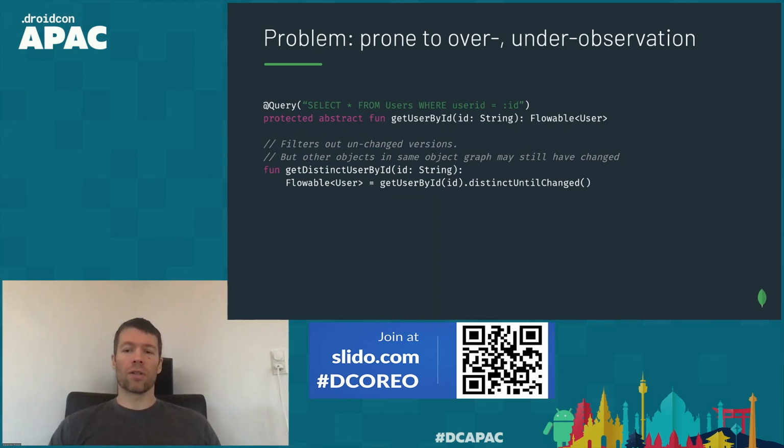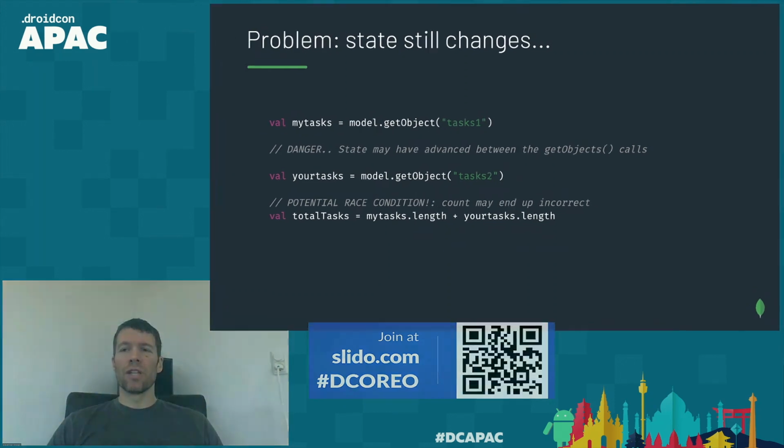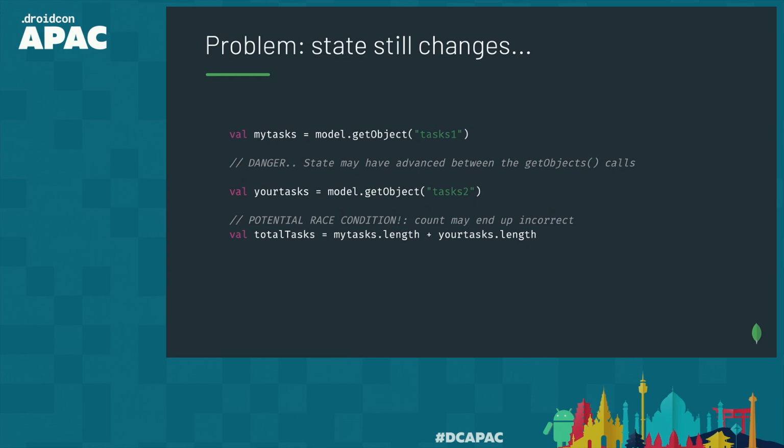The worst thing is that you can still have race conditions. The problem is that the state still does change. So in the most simple case, when you have your state as your model, and you ask for a version, it will give you the latest version of it, which is good. And you'll get an immutable version of this, which is even better. So that does not change.